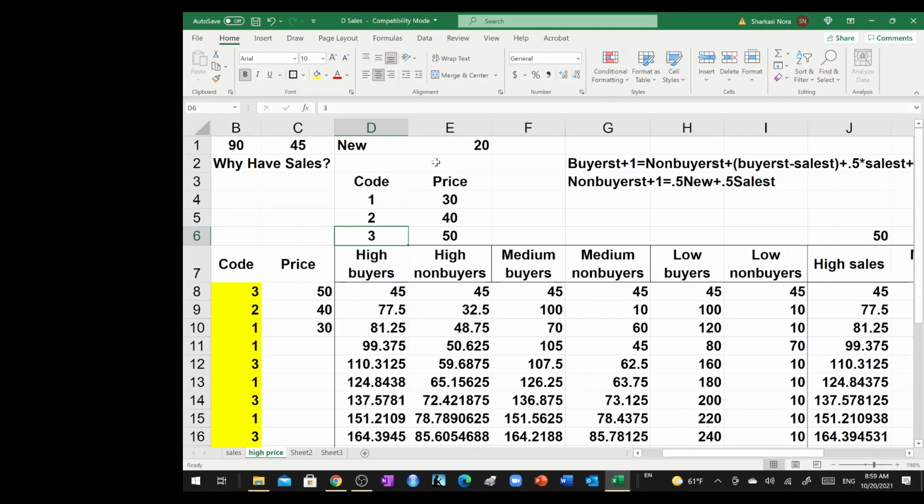Not below 30, not over 50. So that is the constraint also. Not below 30 for Solver, not above 50.